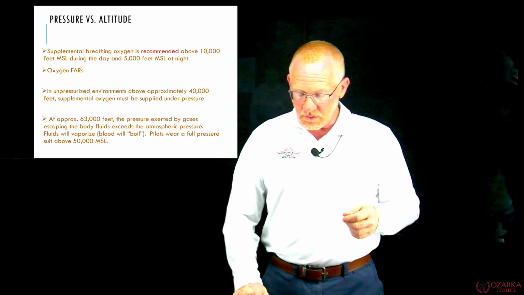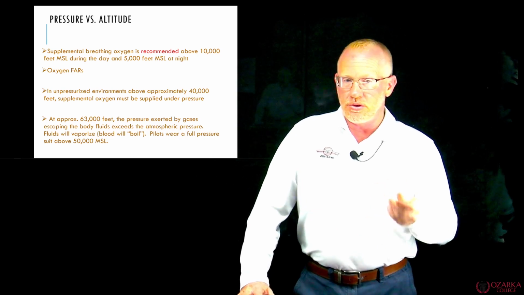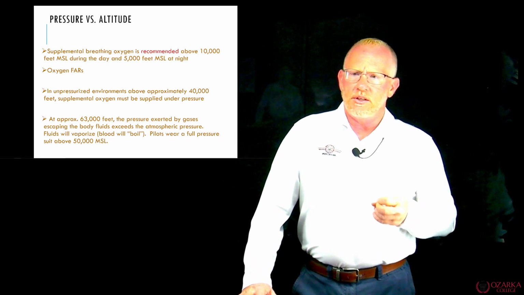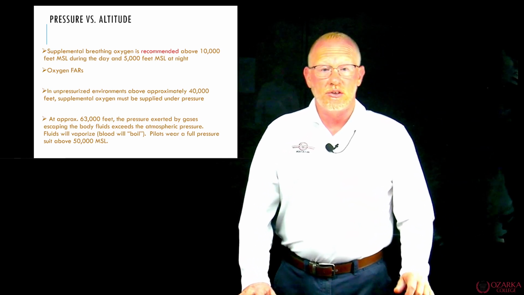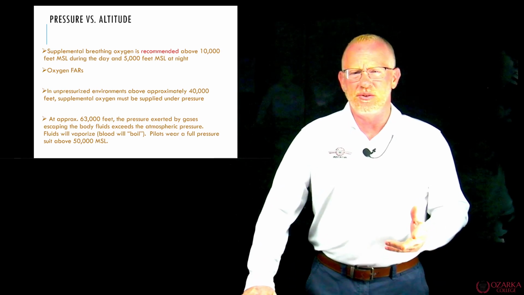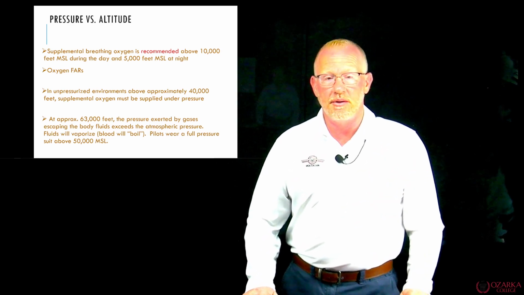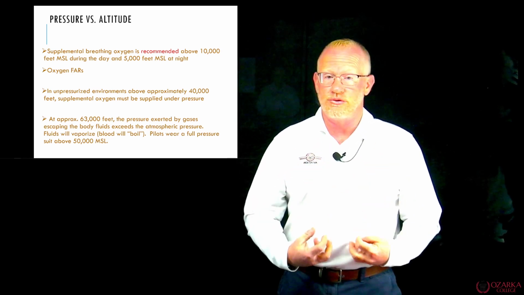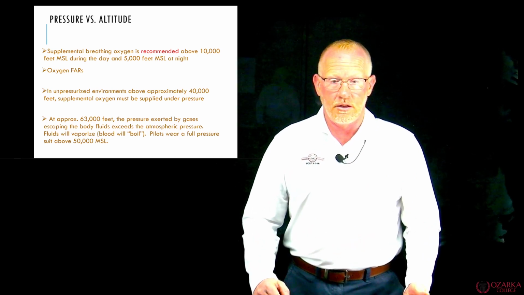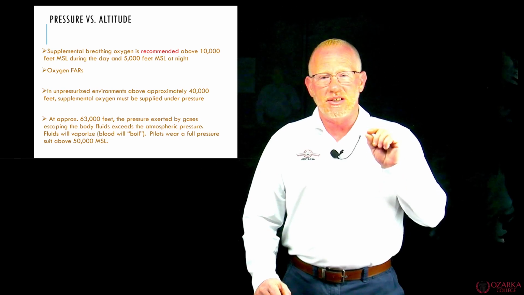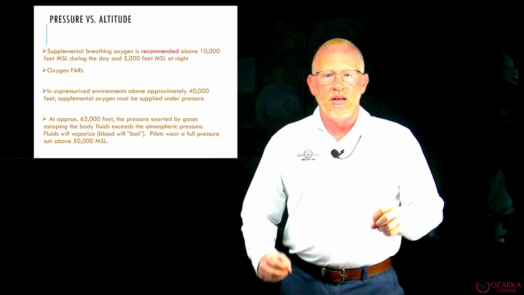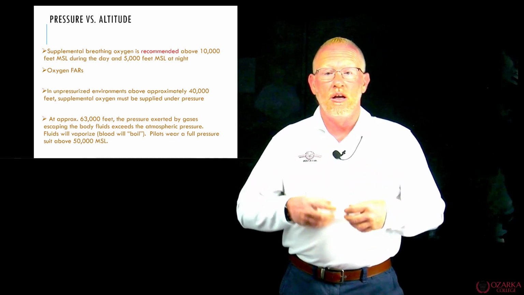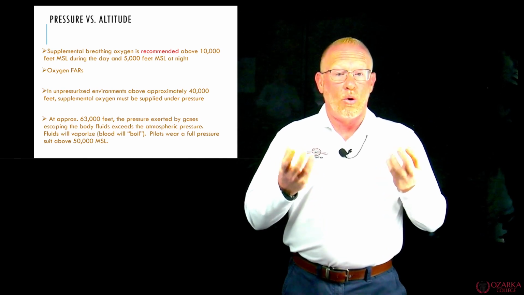Now this is a cool fact, and I want you to do a little research on this and see for yourself. The government had an aircraft called the SR-71 Blackbird, and it could fly at altitudes of 60, 70,000 feet. Those pilots had to wear the same pressure suit that astronauts wore. Why? Because at approximately 63,000 feet, the pressure exerted by the gases escaping your body, your blood will literally boil.